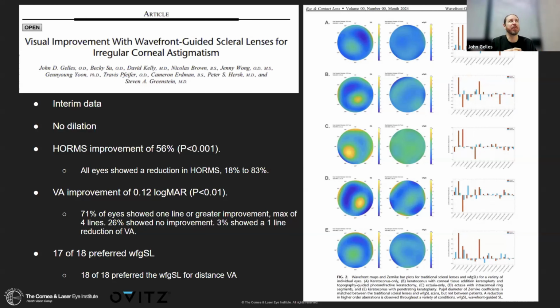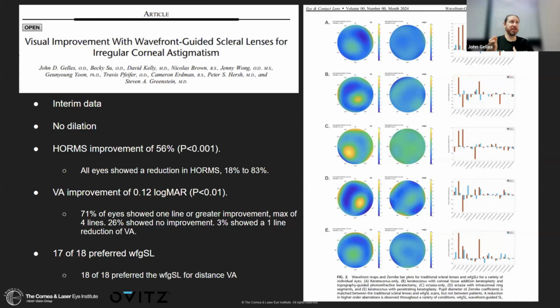So this was a study that we published in Eye and Contact Lens last year. But basically, what it was doing was looking at the visual improvement in wavefront guided scleral lenses for irregular corneal astigmatism. So this was a prospective crossover study where we took patients and we made them wear a wavefront guided scleral lens, the Ovitz wavefront guided scleral lens, for 4 weeks. And then we crossed it over and made them wear a traditional optic scleral lens. Now, it was randomized, it was double blind. We didn't know what they were getting at what time.